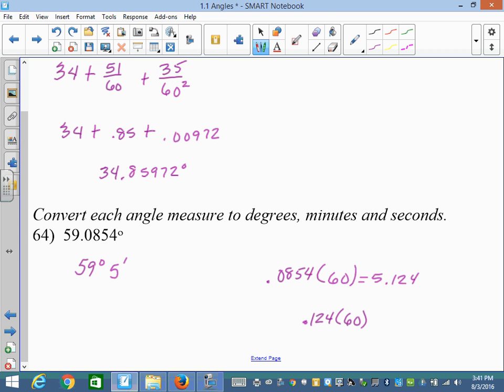And you get 7.44. So this one gives us 7.44 seconds. And there's your answer.